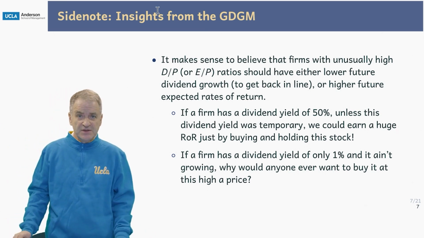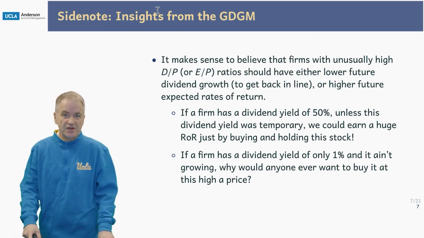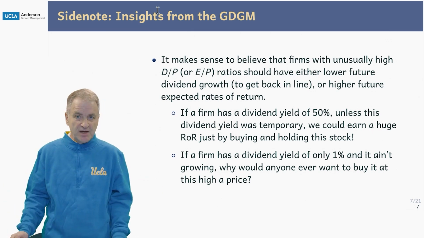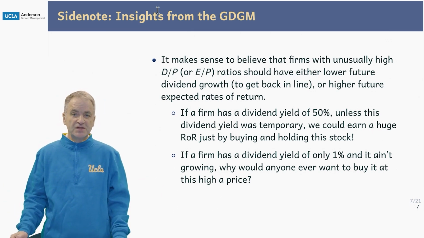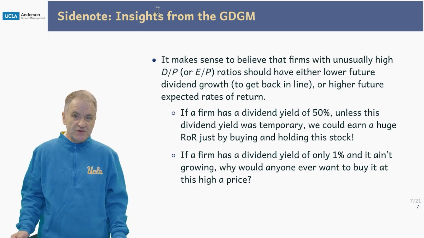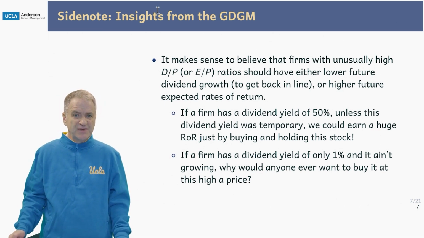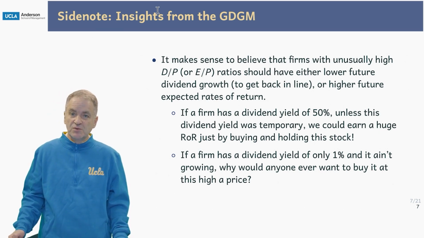So here are some examples. If a firm has a dividend yield of 50%, unless the dividend yield was temporary, it could earn a huge rate of return just by buying and holding the stock. Or alternatively, if a firm has a dividend yield of only 1% and it ain't growing, why would anyone ever want to buy it at this higher price? If the price fell, the dividend price ratio would go up again.